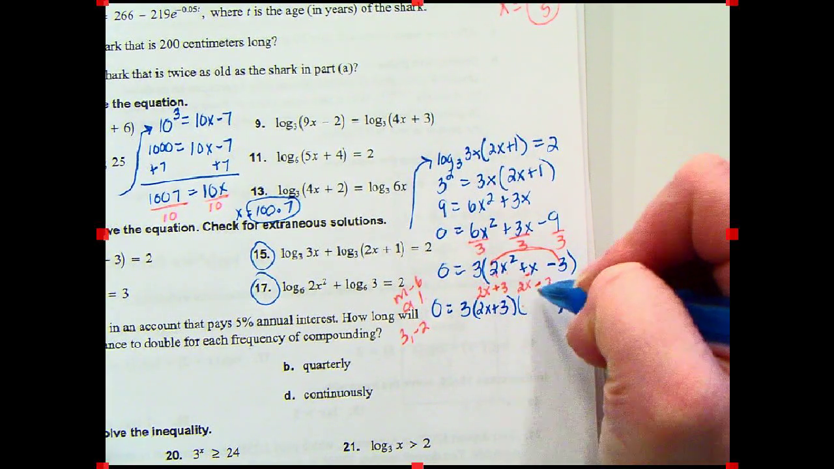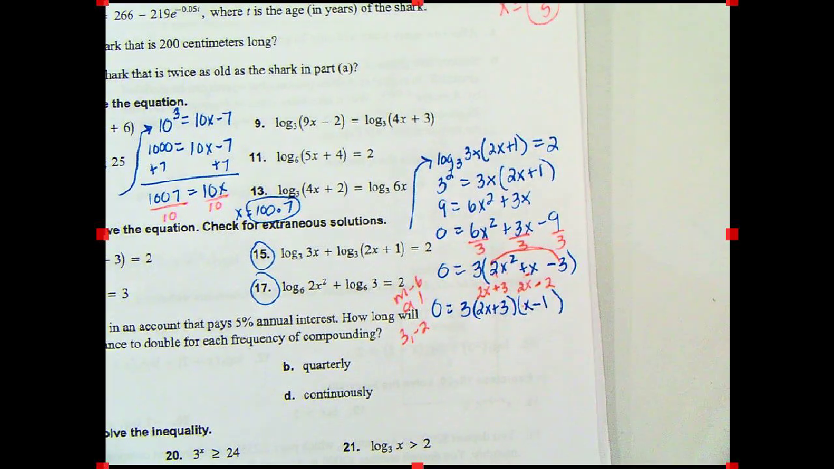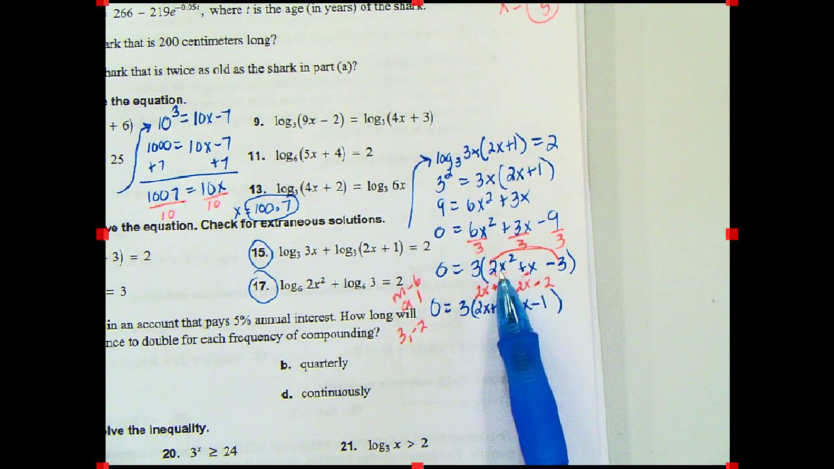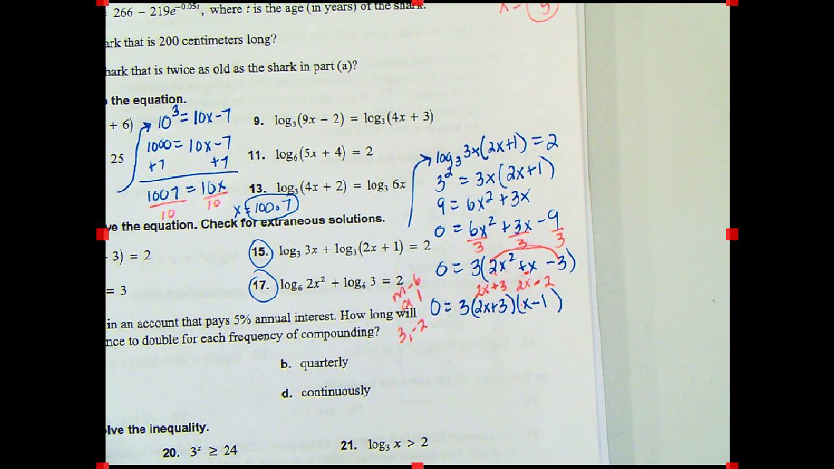But here I could take a 2 out. If I take a 2 out, I get an x minus 1. And just so you can see, if I do a quick check, 2x times x gives me my 2x squared. 3 times negative 1 is a negative 3. Now it doesn't check the middle term. You could fully distribute if you want to check the middle term, but usually a quick check is sufficient.